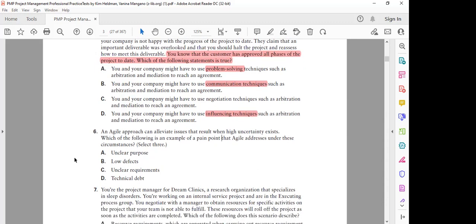Perfect. Question number 6: an agile approach can alleviate issues that result when high uncertainty exists. Which is an example of a pain point that agile addresses under these circumstances? You have to select 3 answers, or give me which is one wrong answer.